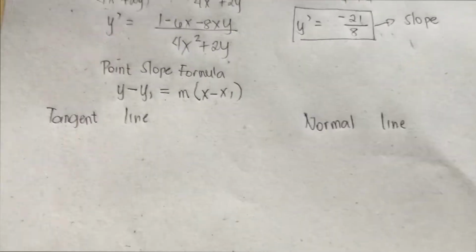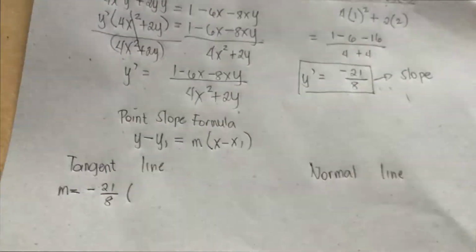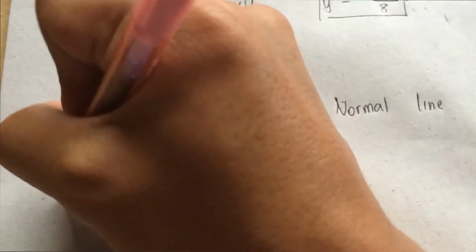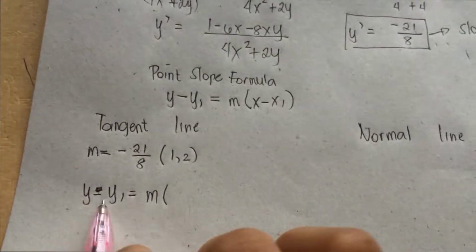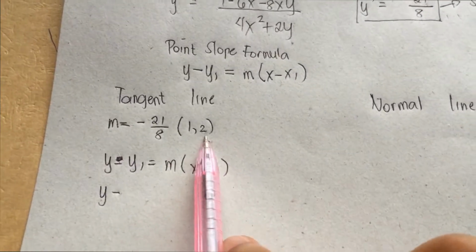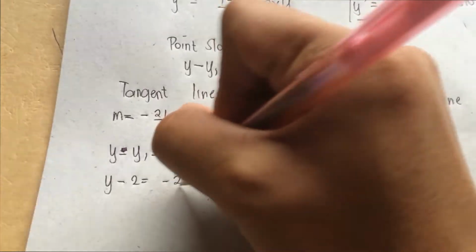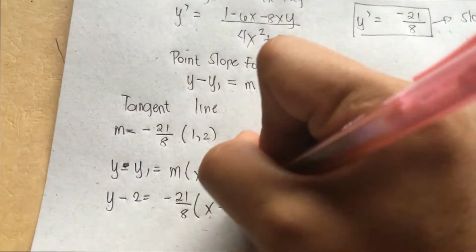Okay. We are going to write our given. Our slope is negative 21 over 8, and a certain point 1, 2. Using the point slope formula, y minus, what is your y sub 1? Y sub 1 is 2. Your m, your slope, is negative 21 over 8, times x minus 1.